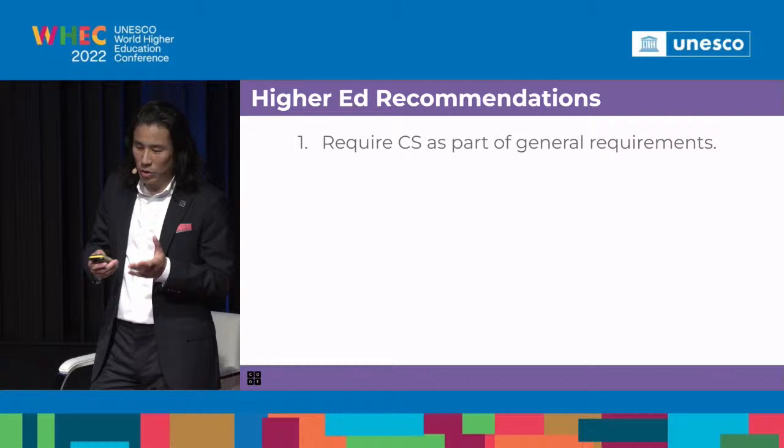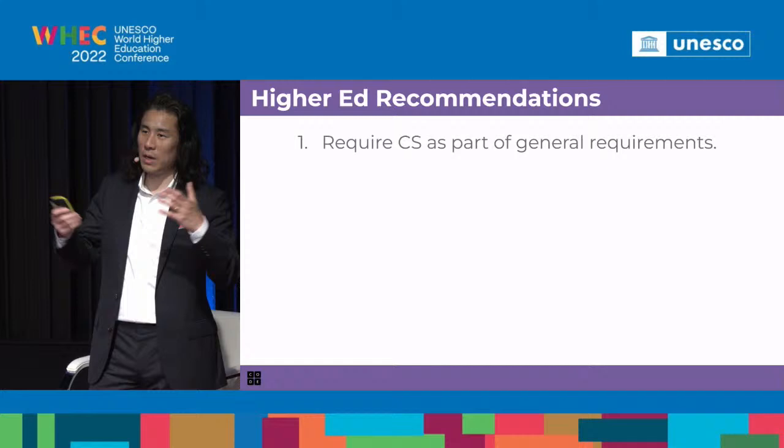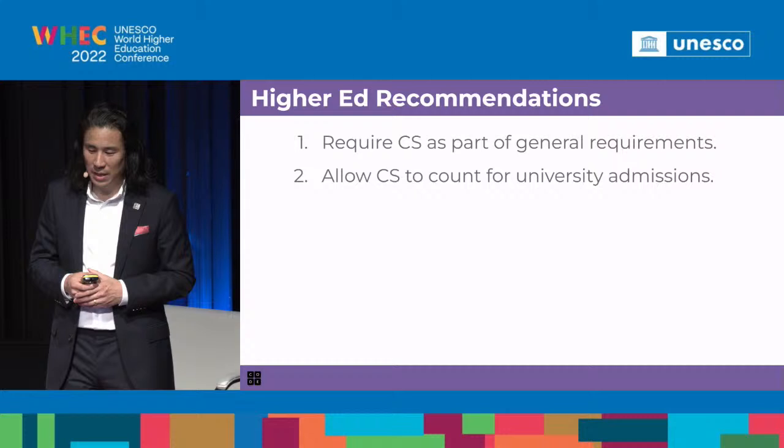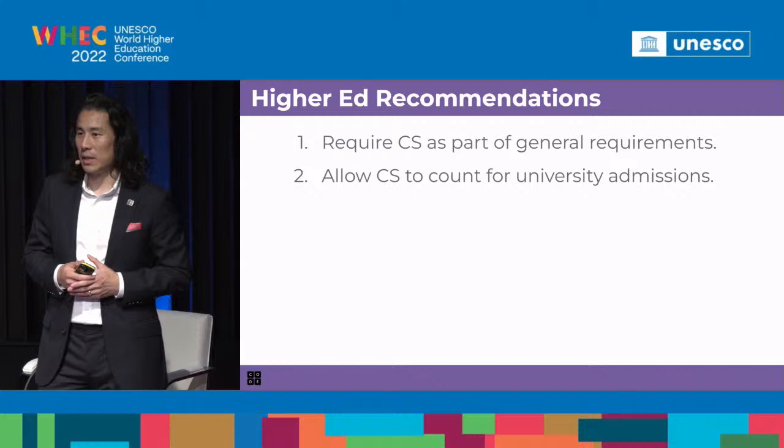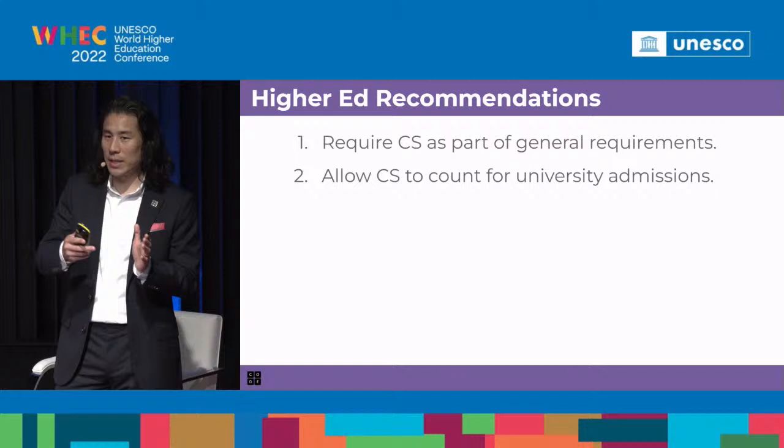So require CS as part of general requirements, even for arts majors, even for literature majors, philosophy majors. Require computer science. Number two, allow computer science to count for university admissions. So even getting into university, you should be requiring computer science, or at least allowing it to count, and not just viewing it as just another elective.